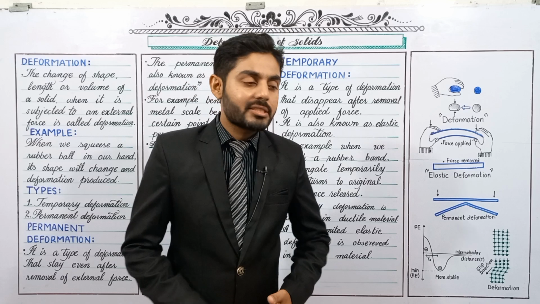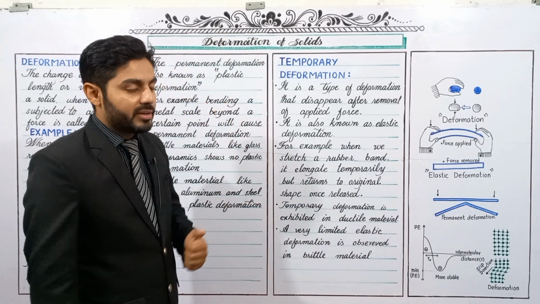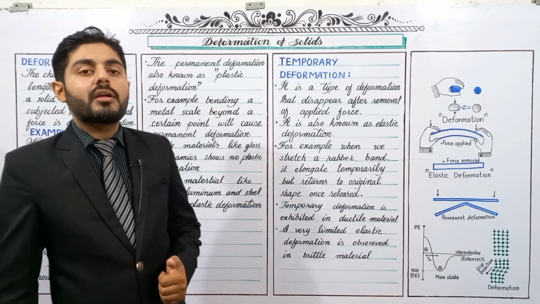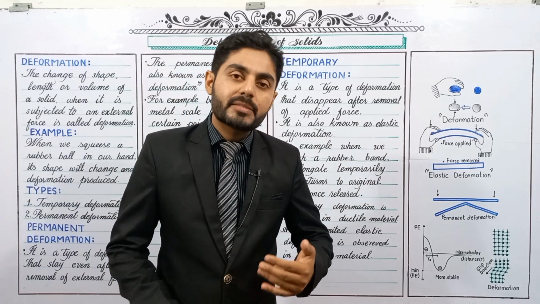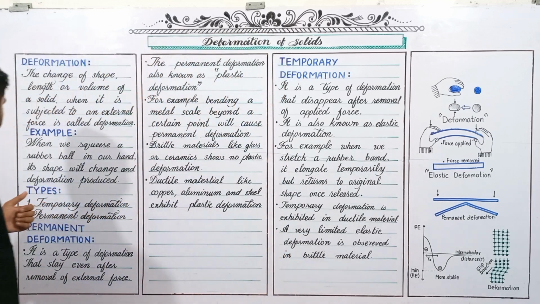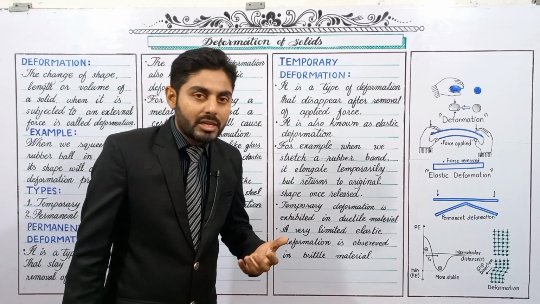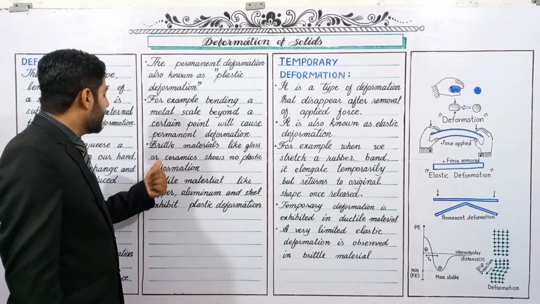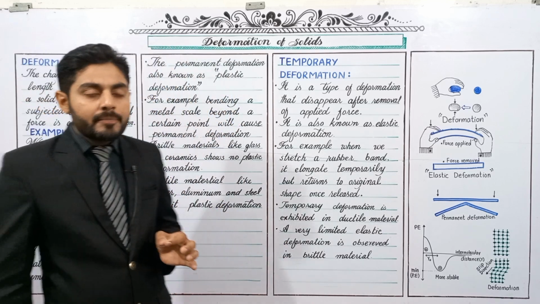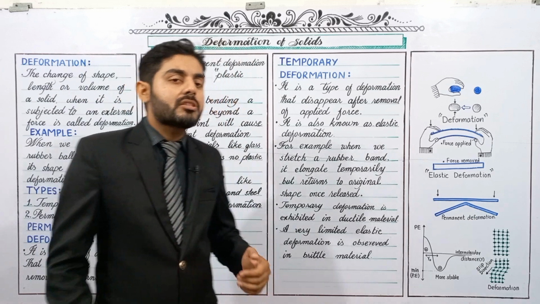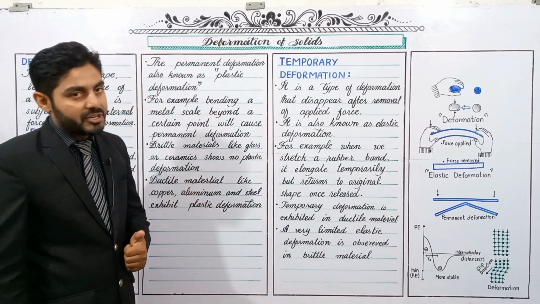Today we are going to discuss deformation of solids. In this video lecture, you will learn the concept of deformation. I will explain it with the help of an example and then the types of deformation. There are two main types, temporary deformation and permanent deformation. I will further explain these types with examples, and then in the last we have the two main categories of solid material. The first one is brittle and the second one is ductile. I will explain which type of deformation is present in brittle and in ductile material.